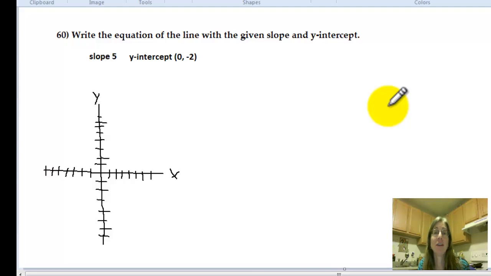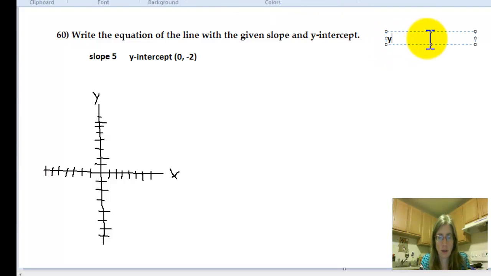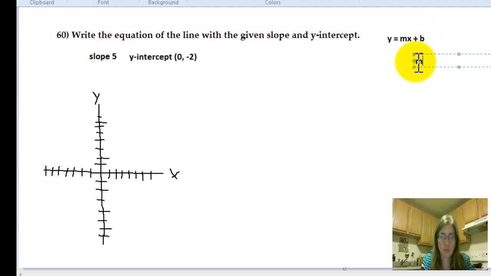All right, this is problem 60 for the final review. And we're going to write the equation of a line with the given slope and y-intercept. So the equation of the line that we are talking about is y equals mx plus b, where m is equal to the slope and b is equal to the y-intercept.